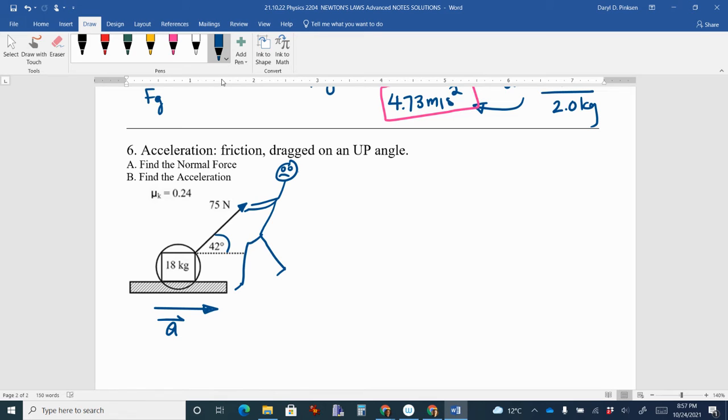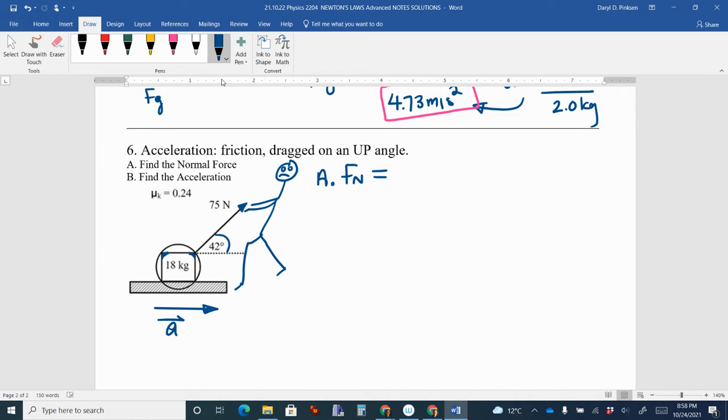I mean, there's a kind of balance. You don't want to pull straight up because you're not going to end up accelerating to the right. But a little bit of lifting force is probably going to be more efficient. It kind of depends on just how much friction is involved here. But what we can do, number one, is figure out the normal force.